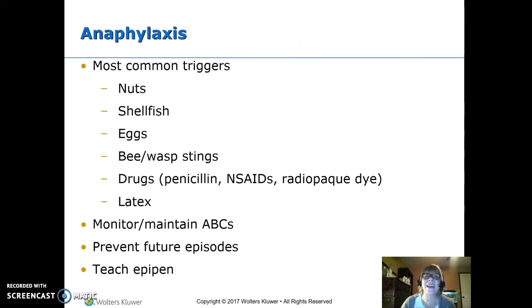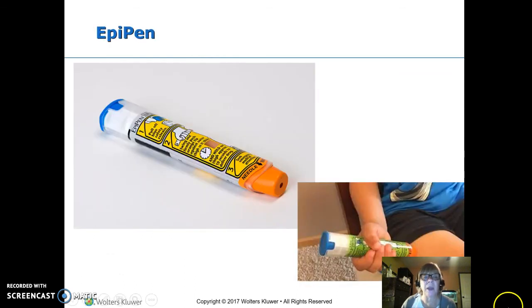The things that are most likely to cause an anaphylactic reaction: nuts, shellfish, eggs, bee or wasp stings, drugs, particularly penicillins, NSAIDs, or dyes if you have some sort of scan done at those dyes that they put in, and latex. So in an anaphylactic reaction, monitoring and maintaining our airway, right, ABCs, preventing any future episodes, and teaching how to use an EpiPen. And here's the EpiPen, right?